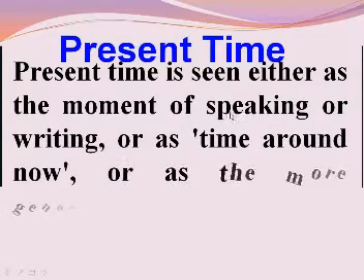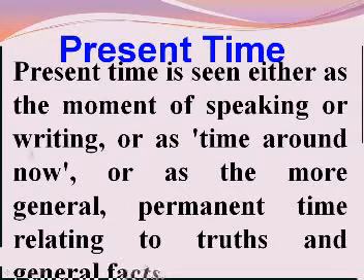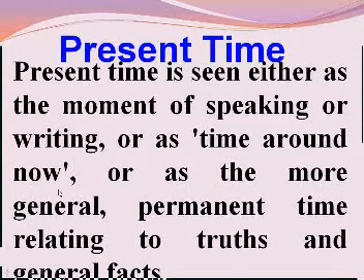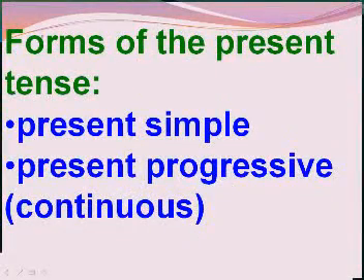Present time is seen either as the moment of speaking or writing, as time around now, or as the more general, permanent time relating to truth in general facts. So when we speak about facts, we usually use present tense. As for the forms of the present tense, we have two forms: the present simple tense and the present progressive or present continuous tense.